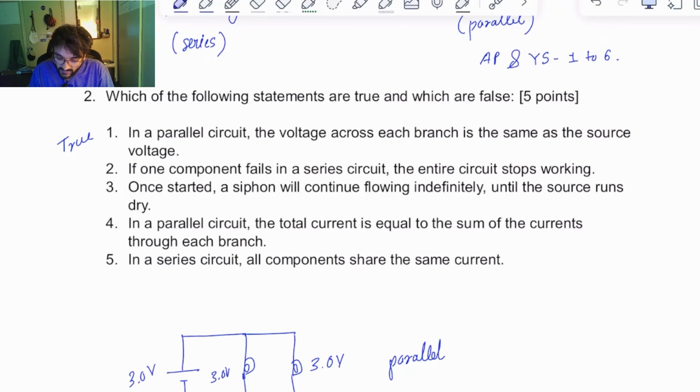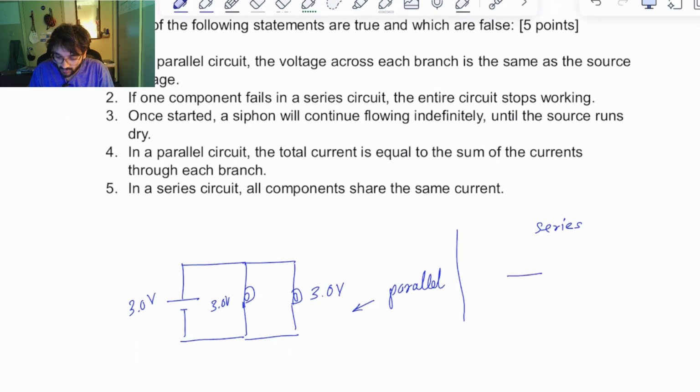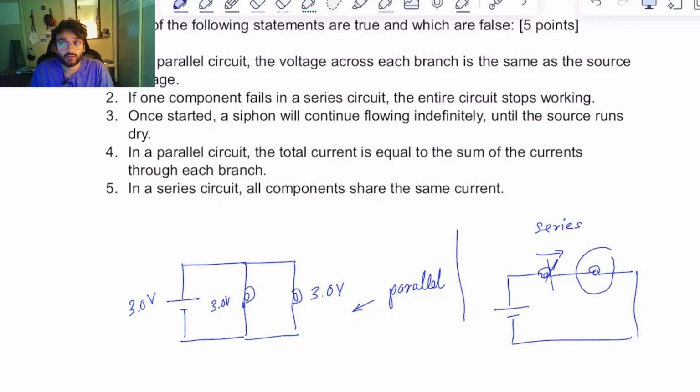is true. If you have a series circuit, let's say this is a series circuit I'm going to make right here. You've got a light bulb, and then a battery. So these two light bulbs are in series. If this light bulb stops working, what that means is that the current is no longer going through it. And if the current is no longer going through it, then the current is also not going through this light bulb. So in a series circuit, if one component fails, then the entire circuit stops working.